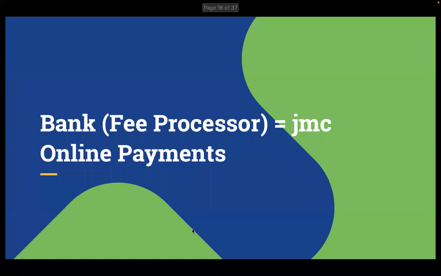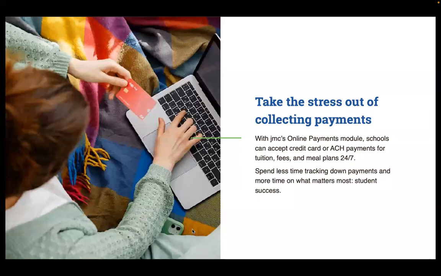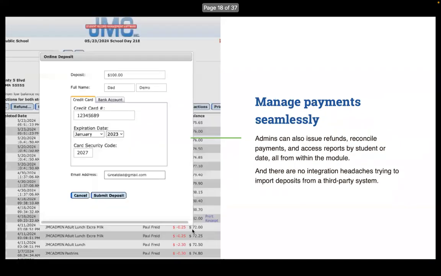Let's keep on rolling. Then, here, the bank fee processor, JMC online payments. The funny thing, I read through this yesterday, and even though I do so many of these presentations, I forget. So this will go right into it. We've already talked about it, but with JMC's online payment modules, schools can accept credit card or ACH payments for tuition, fees, and meal plans 24/7. Spend less time tracking down payments and more time on what matters most, student success. Admins can issue refunds, reconcile payments, access reports by student or date, all from within this module. There's no integration headaches trying to import deposits from a third-party system.